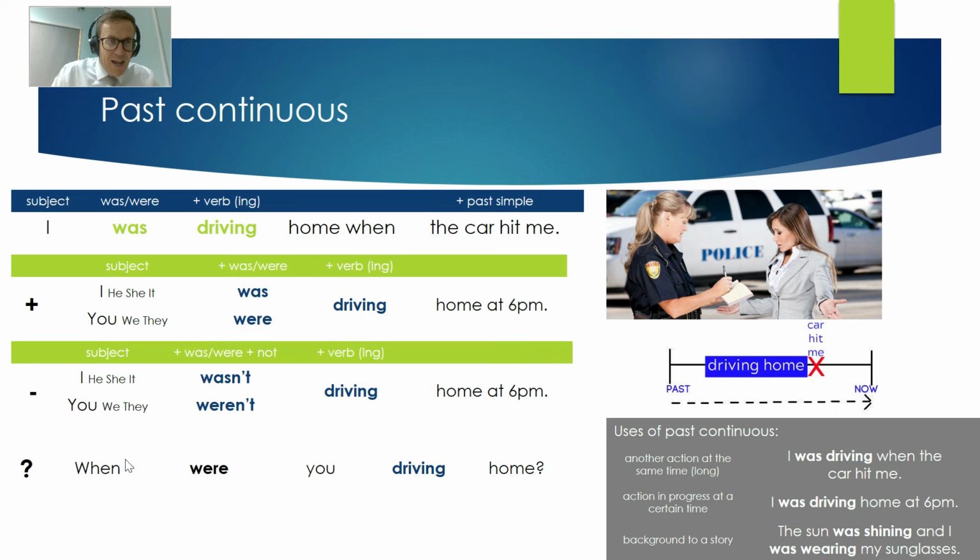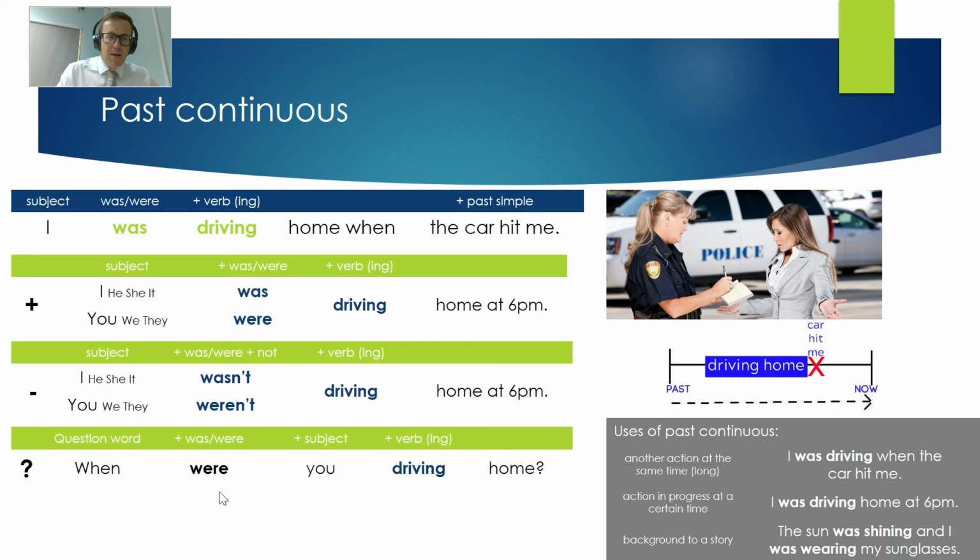For the questions, like in other tenses, we swap the subject with the auxiliary. So we move you after. So we have: when were you driving home? And of course we change it for he or I, or: when was I driving home?